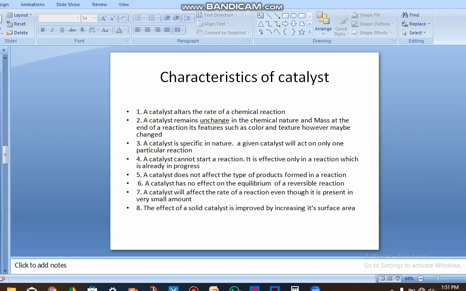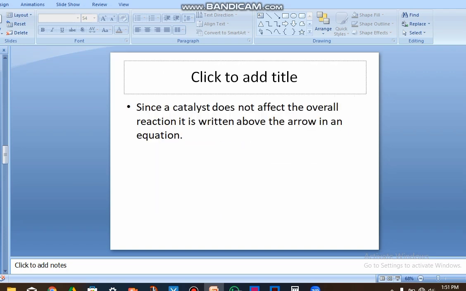Okay, so let's continue. Look at this. Since a catalyst does not affect the overall reaction, it is written above the arrow in an equation. I've said it before. A catalyst is written above the arrow in a particular equation. So any element or compound you see at the top side of an arrow in a chemical reaction, just know that that is a catalyst.